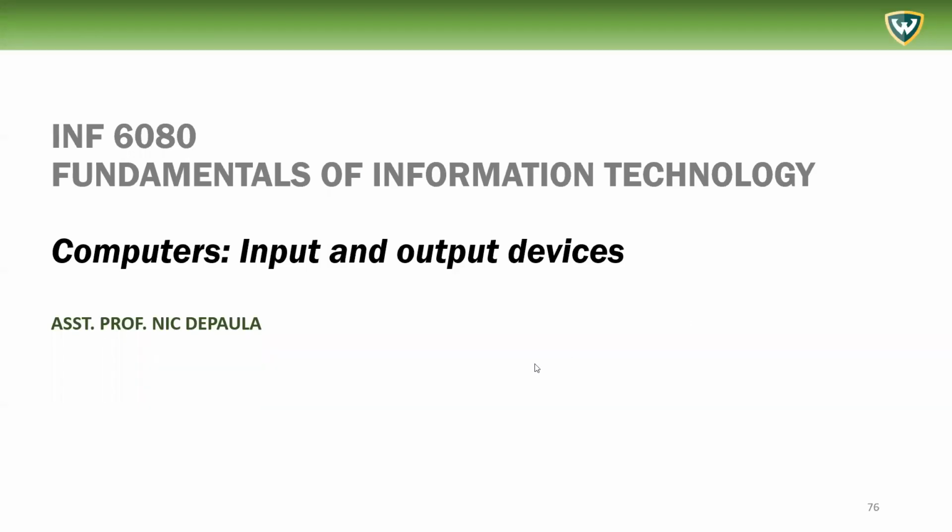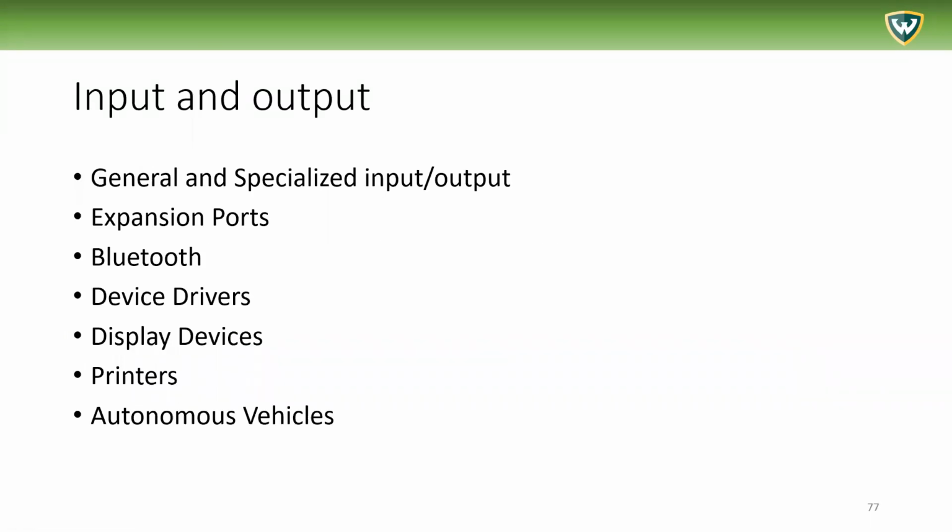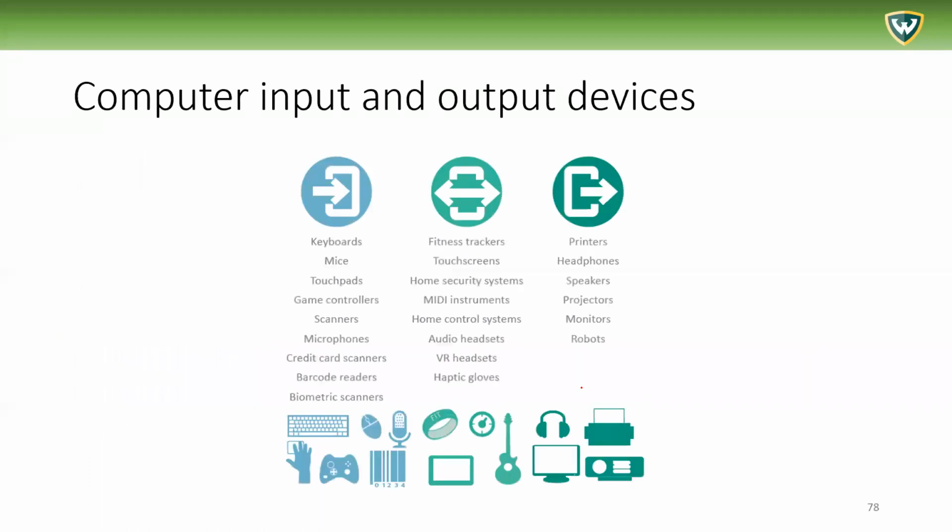Hi, everyone. Here we're going to be talking about input and output devices. We're going to be talking about general and specialized input-output, expansion ports, Bluetooth, device drivers, display devices, printers, and autonomous vehicles. Actually, you can see this farther in the book. I'm not going to talk about this here, but you can certainly explore more in the textbook as you wish.